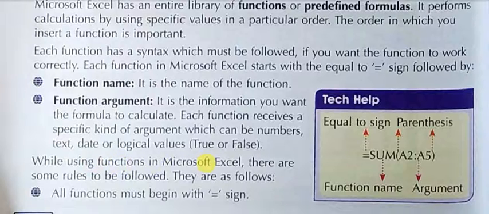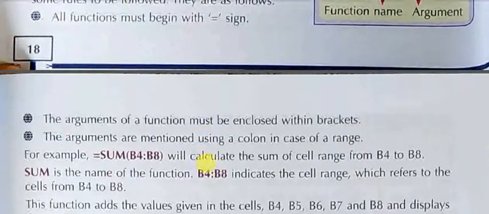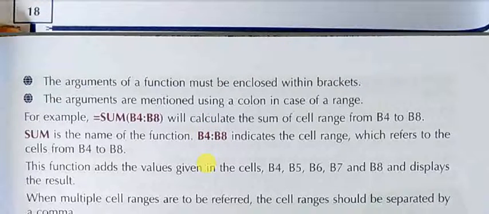While using functions in Microsoft Excel, there are some rules to be followed. All functions must begin with the equal to sign. Next, the argument of a function must be enclosed within brackets. So the arguments go between the starting bracket and the ending bracket, and they are mentioned using a colon.